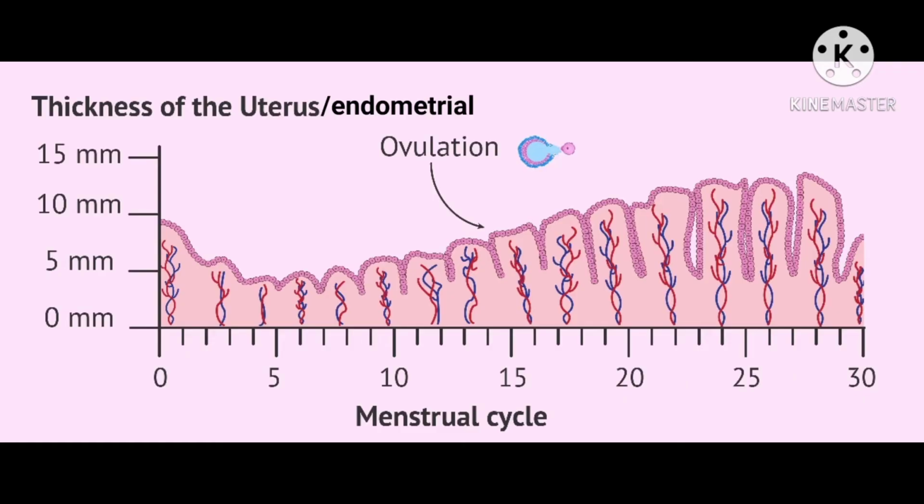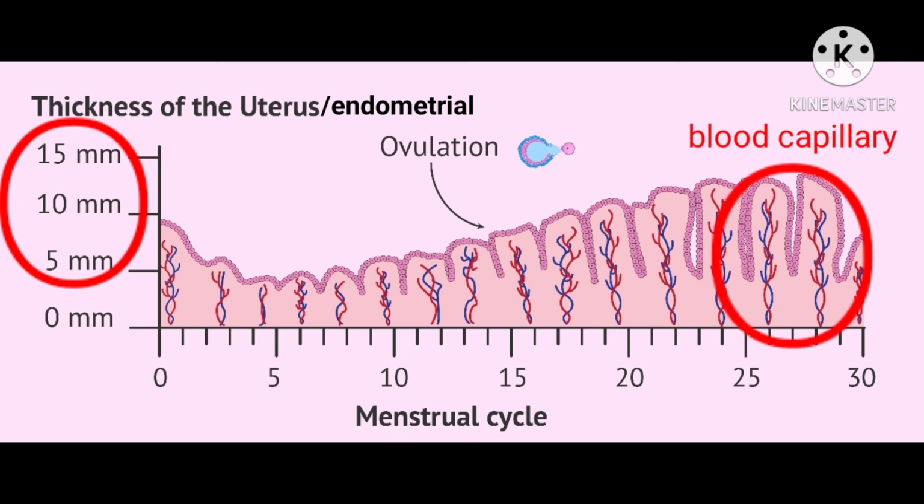Last but not least, here's the graph of the thickness of the endometrial wall. You can see the endometrial wall is thickening from 0 to 15 mm. The blood capillaries also increase from day 0 to day 30.